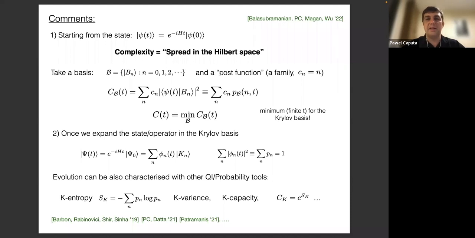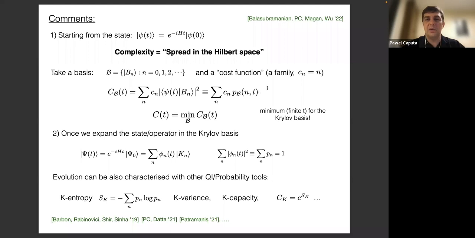Given such a basis, one can define a cost function, or a family of cost functions, in the following way. Take your state psi of t for some finite amount of t and project it on this basis. This is the probability you get by projecting psi of t on these basis vectors, psi n squared, and then you sum over n with these coefficients c_n. You can write it in this probabilistic way.